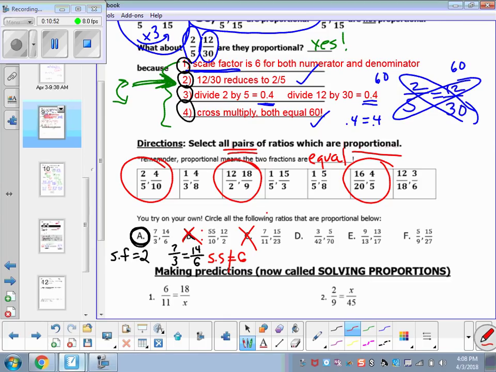Now let's take a look for part D. What I would recommend for part D, because you're probably not going to catch that 3/42 can reduce, is to cross multiply and see what we get. 70 times 3 is 210. Now it is okay if you use your calculators today, folks. 42 times 5 is in fact 210. So yes, these are proportional, okay? You don't want to have to worry about reducing 3/42 and 5/70.